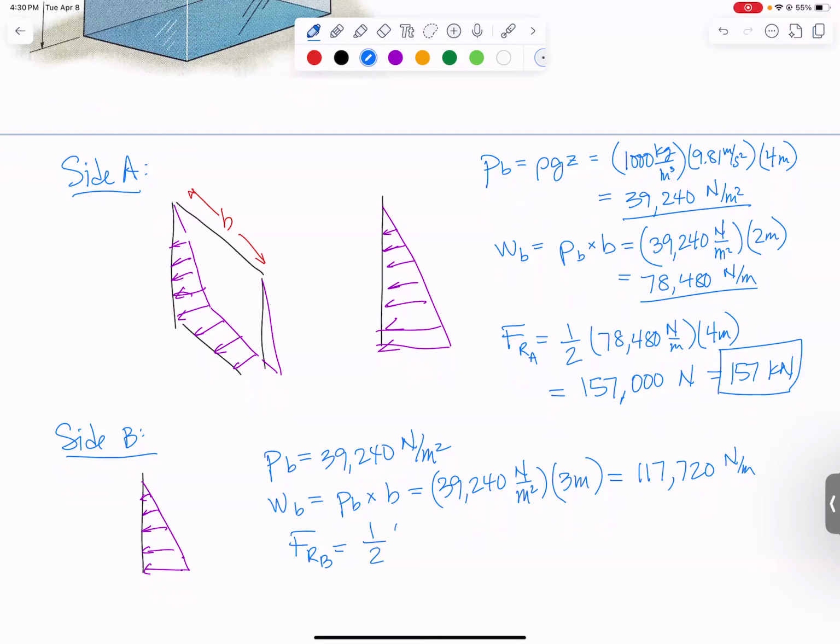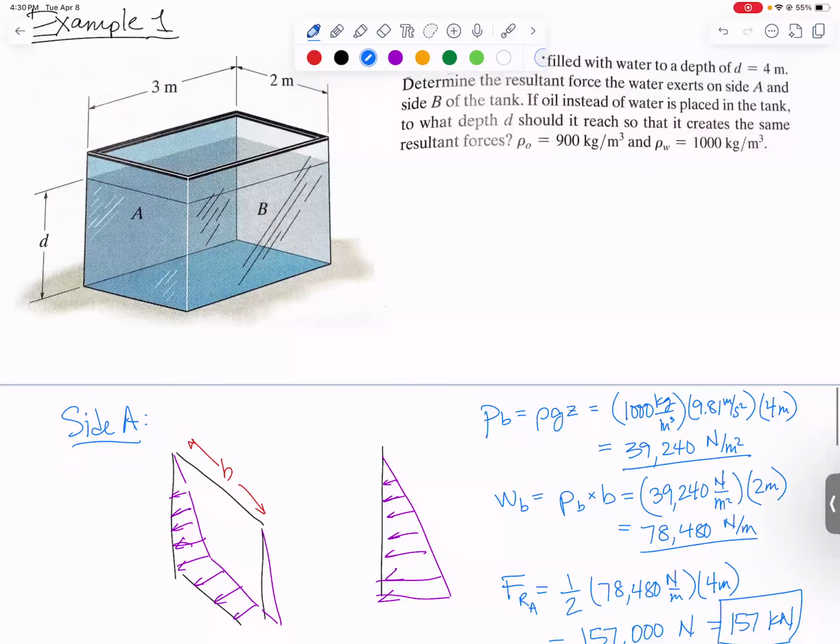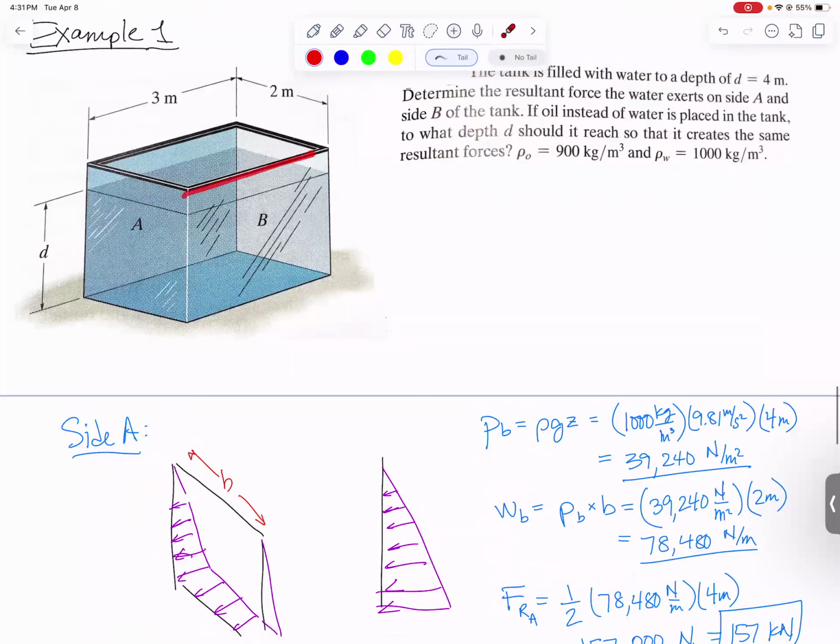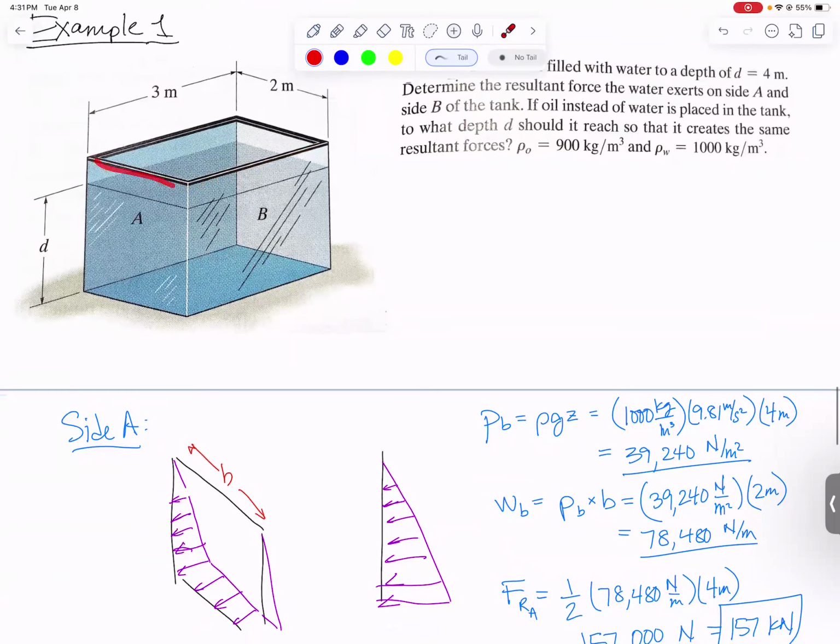And so finally, the resultant force on side B is still a triangle, so it's 1/2. One of the sides is 117,720 newtons per meter, and then the depth it acts over is 4 meters. Meters cancel, and we end up with 235 kilonewtons. And I think it should make sense that because side B is longer, it's going to have a bigger force acting on it than the shorter side A.